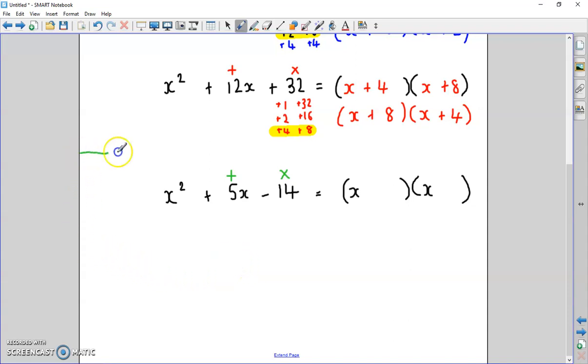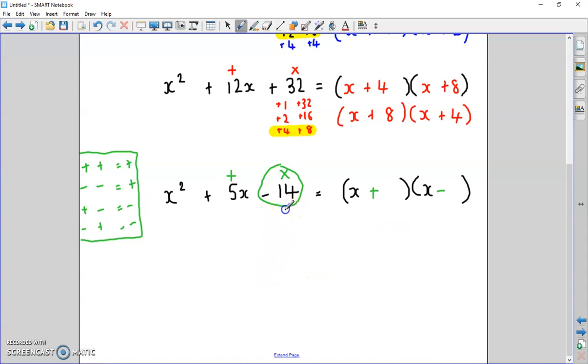Now a little reminder of the rules. A plus and a plus make a plus, so we're not looking for that. A minus and a minus make a plus, so we're not looking for that. But a plus and a minus make a minus, and a minus and a plus make a minus, so we must be looking for a mix of plus and minus this time.